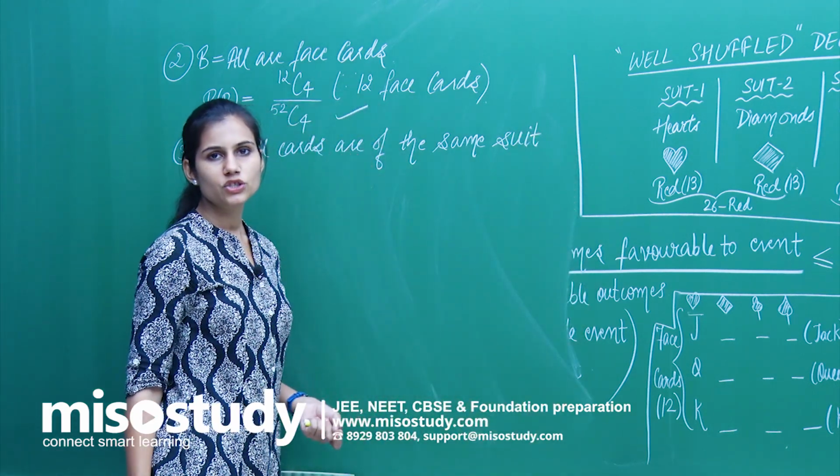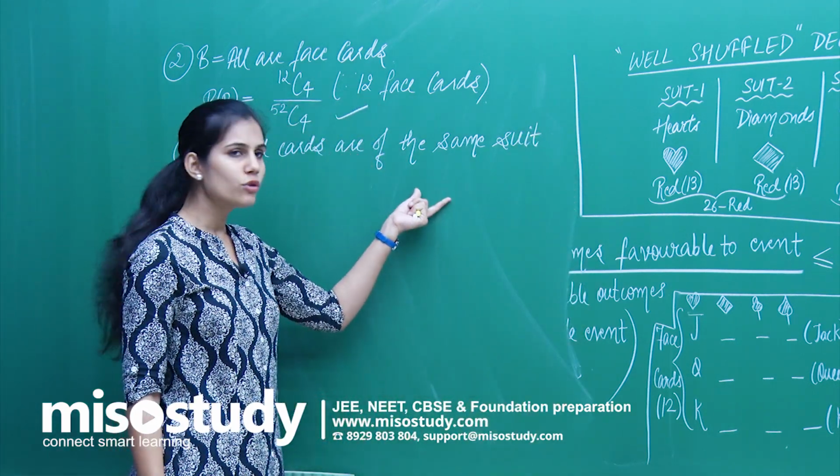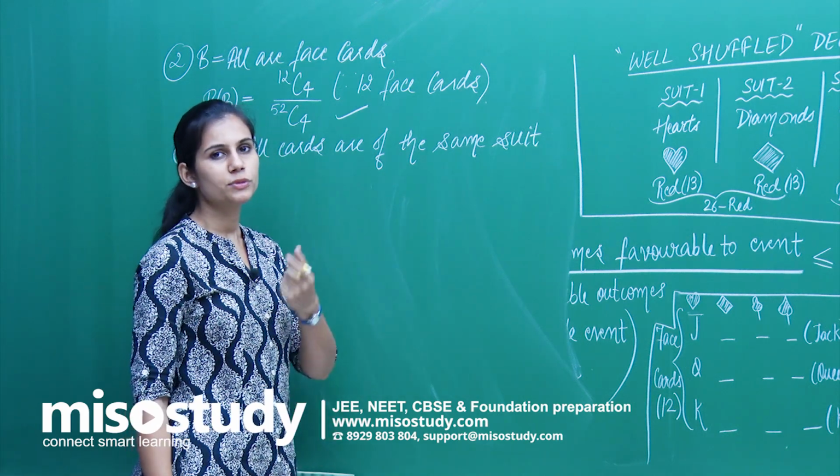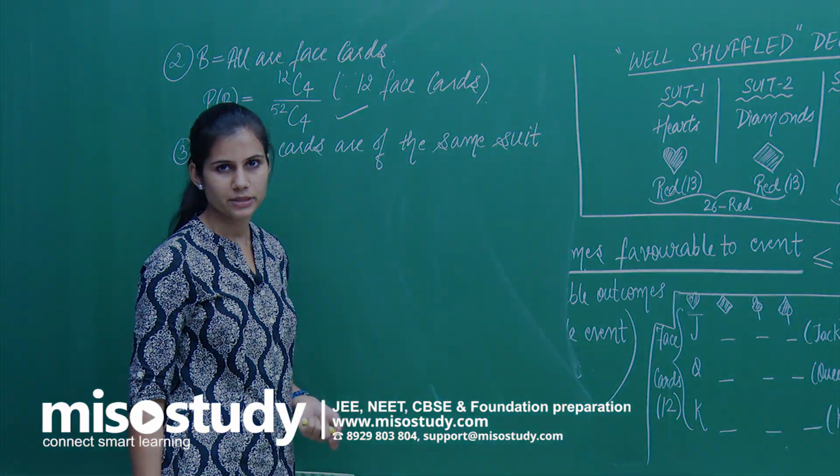All 4 cards should be of the same suit. Either all 4 should be of hearts, all 4 should be of spades, all 4 should be of clubs, or all 4 should be of diamonds.